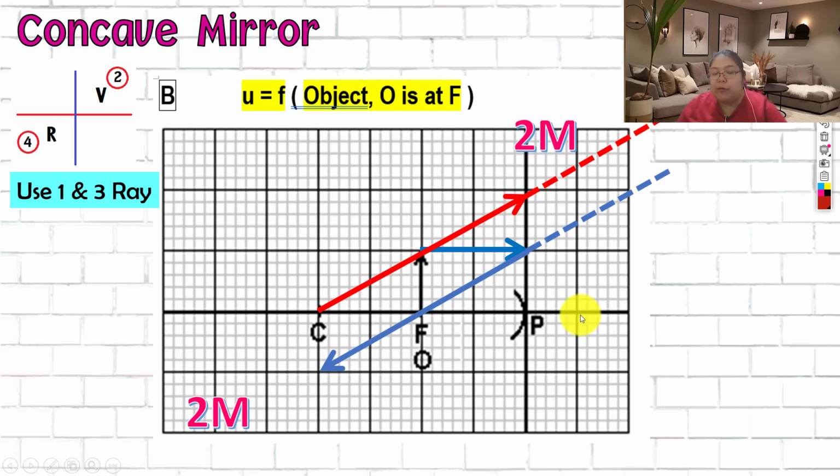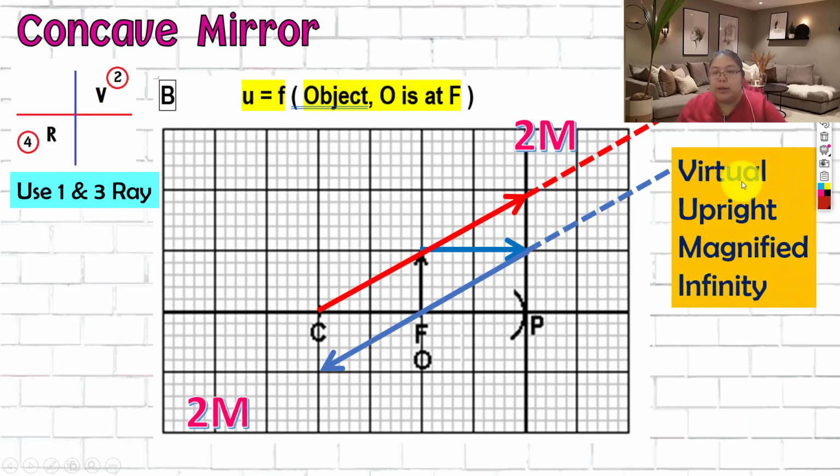After that, we need to draw from the horizontal, is it? So we start from the horizontal, we draw, so sure it is upright. And the last one, you need to add magnify, because it is a large image. And one more, you need to add infinity, because it cannot be captured on the screen and is very far. So from here, we see the characteristics: virtual, upright, magnify, and also infinity. We just add infinity here because when you draw the parallel lines, they cannot join together. So we say the image is at infinity.